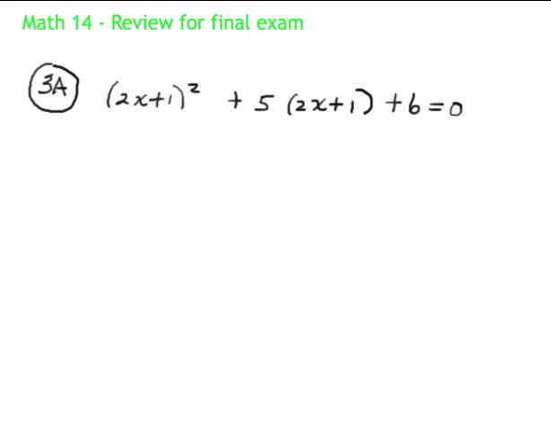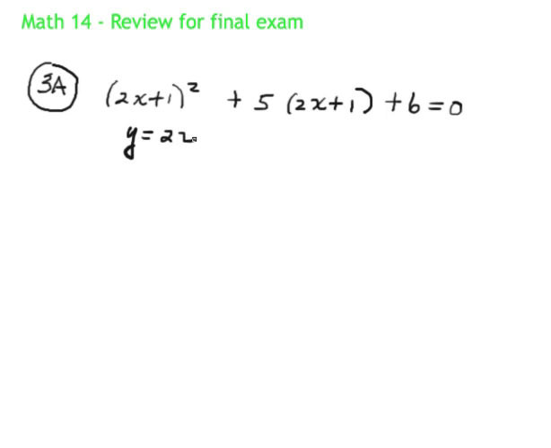In 3a, we have what's called a quadratic-like equation. So that's of the form something squared plus a coefficient times that same expression plus a constant coefficient equal to 0. If we replace 2x plus 1 by y, we'll have a quadratic equation. So let's do that. Let's write y equal to 2x plus 1. And then we have y squared plus 5y plus 6 equal to 0.